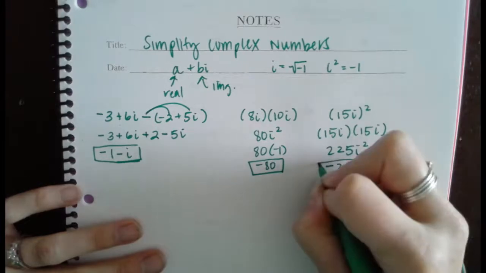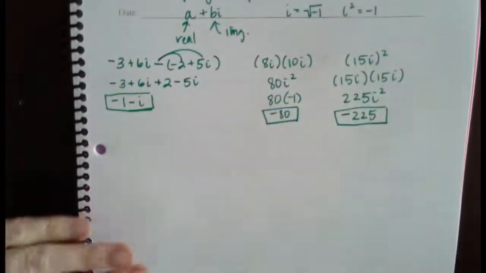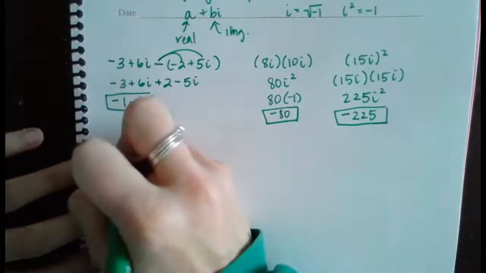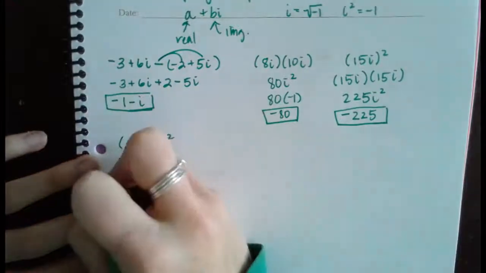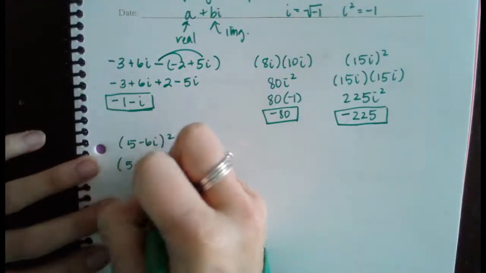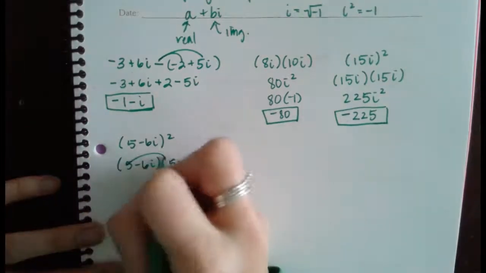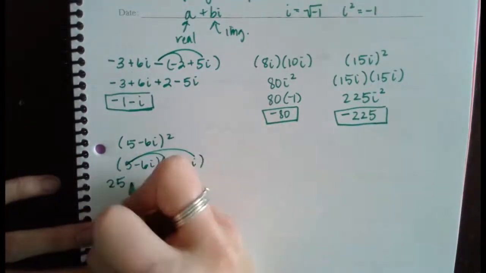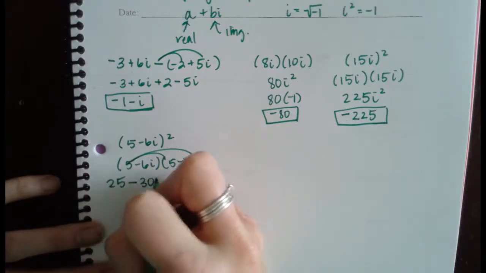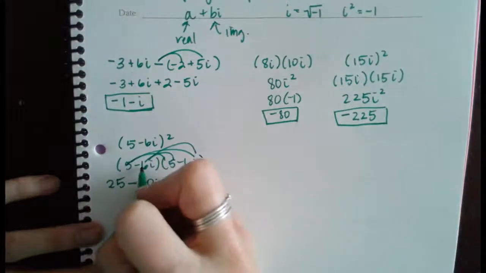If you had a problem that looked like this, and it said (5 - 6i) squared, I'd want to break this guy into two. (5 - 6i) times (5 - 6i), and then distribute. 5 times 5 is 25. 5 times -6i is -30i. Bring down the i. Then I distribute here. -6i times 5 is -30i. Bring down the i. -6i times -6i is 36 i squared.